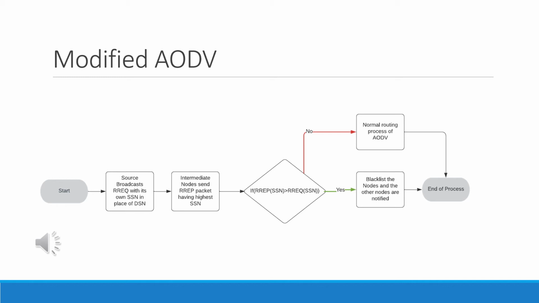But if there is a black hole node in the network, then it will reply with the route reply packet and advertise itself as having the shortest path with the highest source sequence number, which should be impossible because it can't have a shortest path to the source, from source to source. So the source node will then detect that a black hole exists in the network, and it will send the alarm packet having the list of black hole nodes to the rest of the nodes.